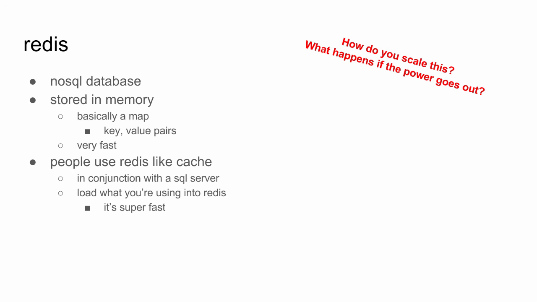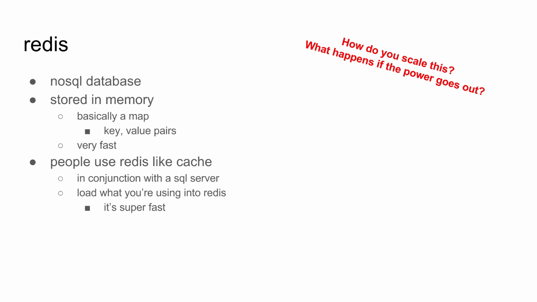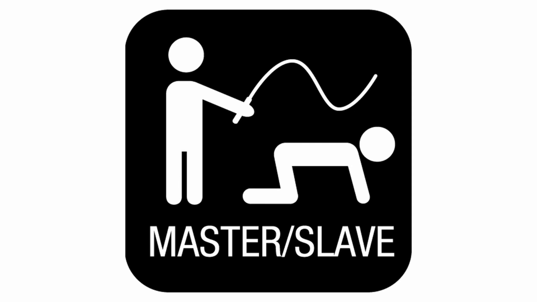So what happens if the power goes out? That's the next question, right? And so you could have a NoSQL database. So this is the stuff we already talked about. If the power goes out, you need to have a backup, right? And so this is a master slave. And last night when I was looking for master slave, this is my process.